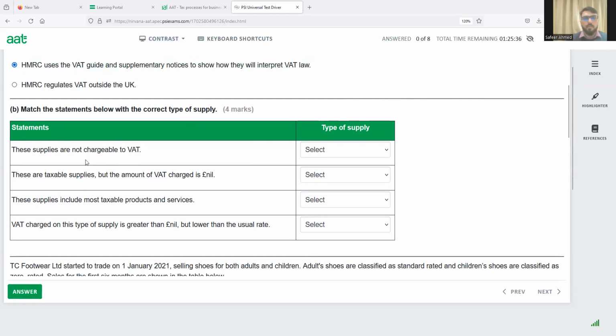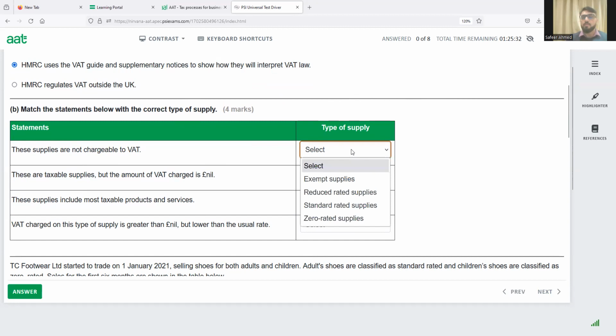So the first one, these supplies are not chargeable to VAT. The drop-down menu, they have given you exempt supplies, reduced rated supplies, standard rated supplies, and zero rated supplies. Now we all know that the exempt supplies are not chargeable to VAT. Now students often get confused that how come zero rated supplies are chargeable, because there is no VAT on that.